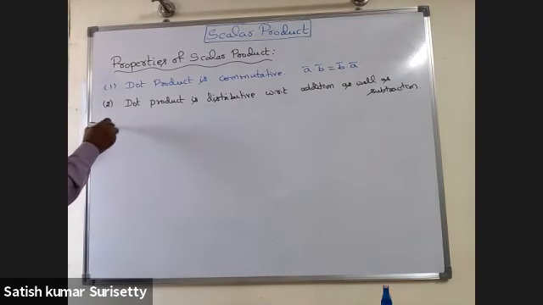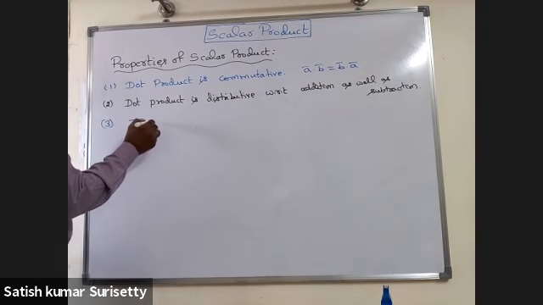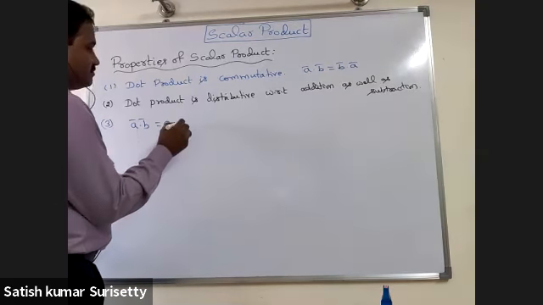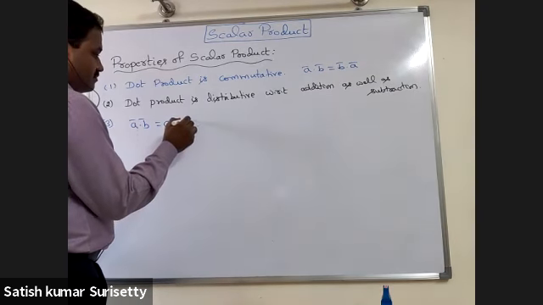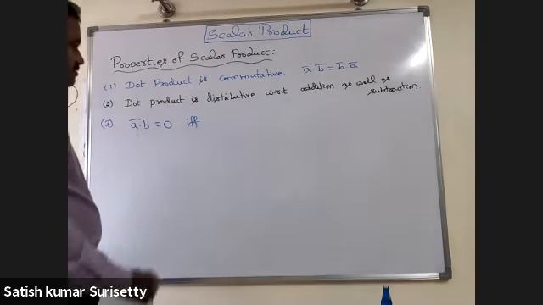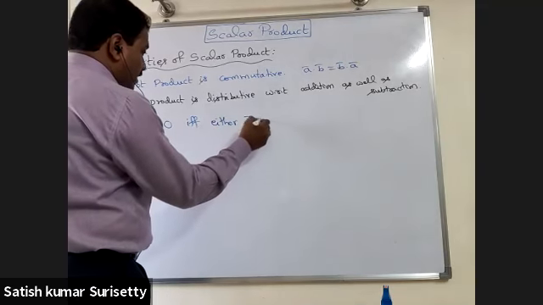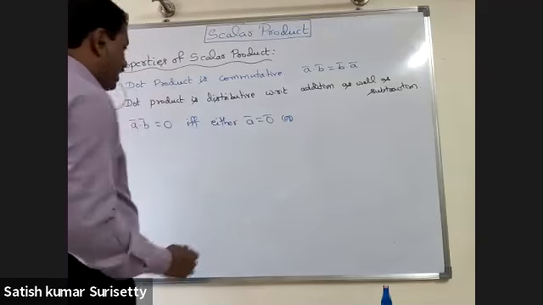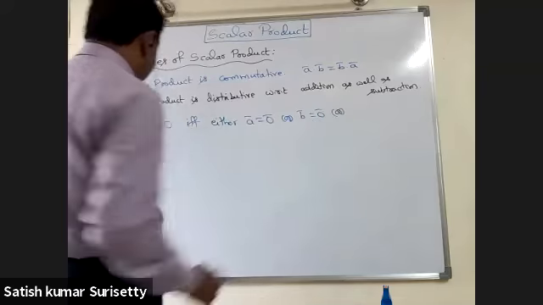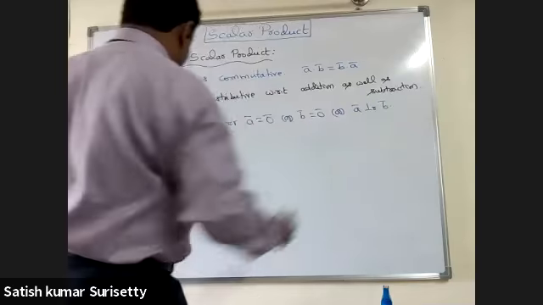Next, the third property. A bar dot B bar equal to 0 if and only if either A bar equal to 0 bar, or B bar equal to 0 bar, or A bar perpendicular to B bar.